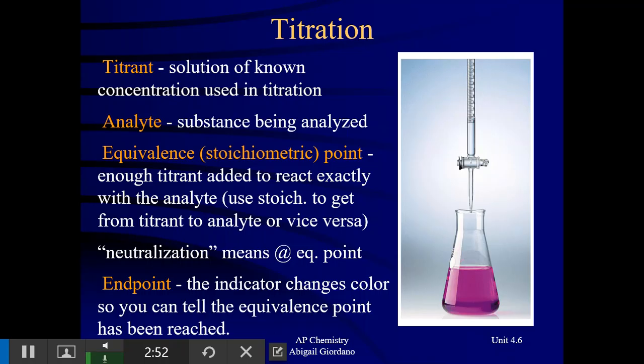And if you know the number of moles of titrant that you've delivered out of your burette into the flask, that would be a known quantity. You can use stoichiometry to calculate from moles of titrant to moles of analyte, and you can know how many moles of analyte you have down in the flask.